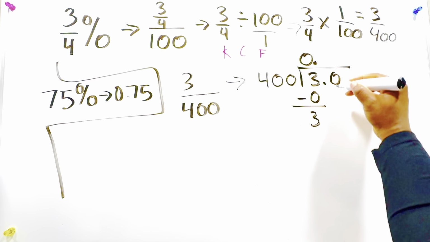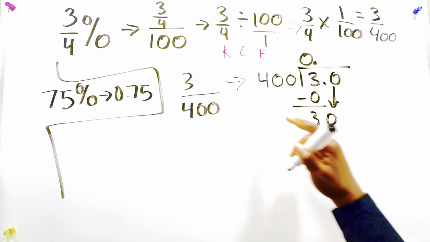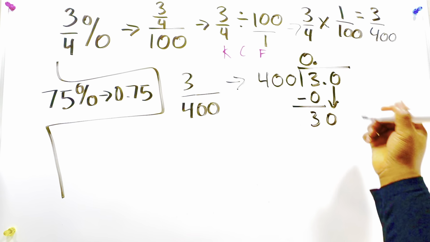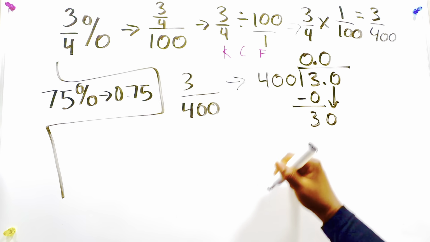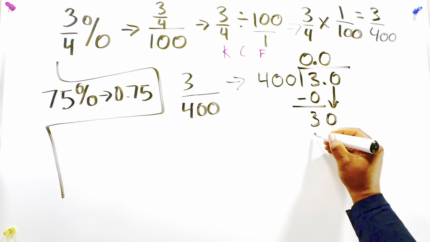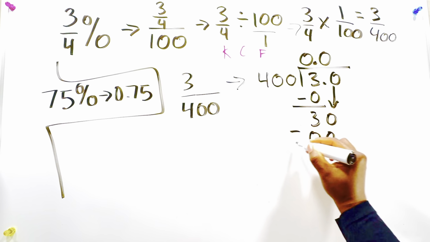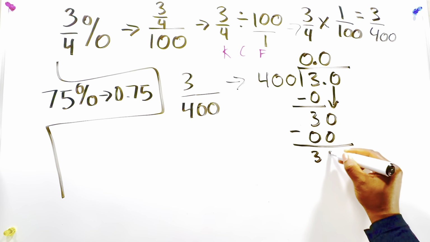Now we're going to bring down another 0. Can 400 go into 30? No. So now we're going to keep on placing another 0. 400 times 0 gives us 0. 30 minus 0 gives us 30.